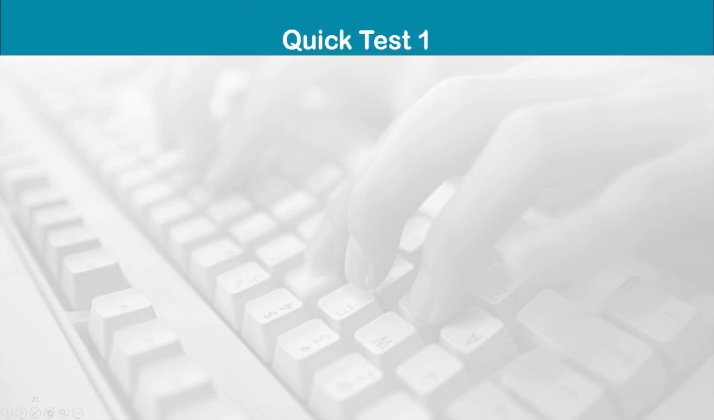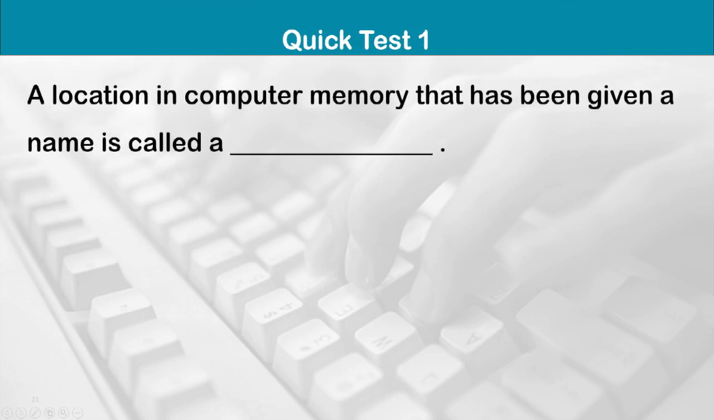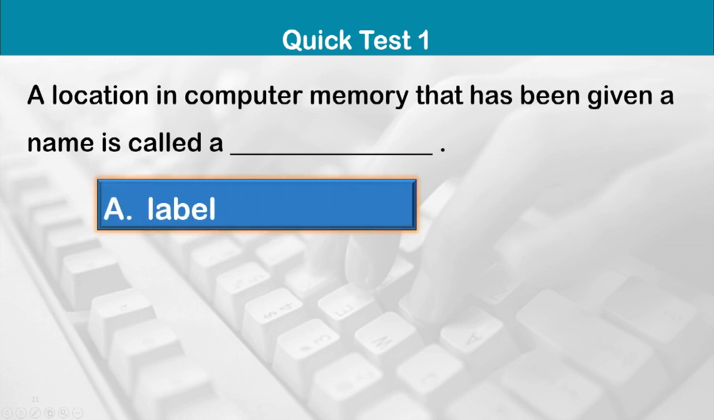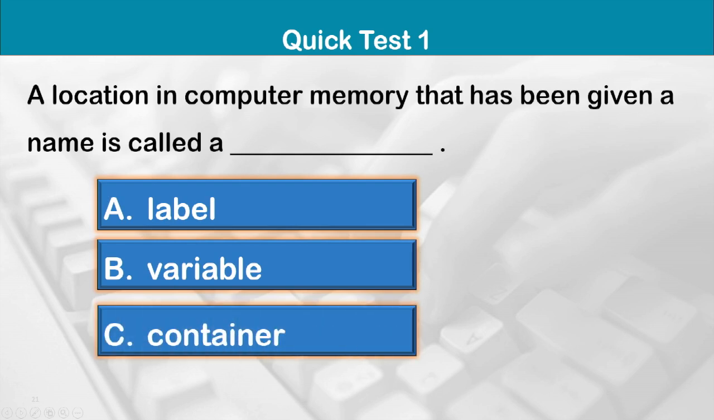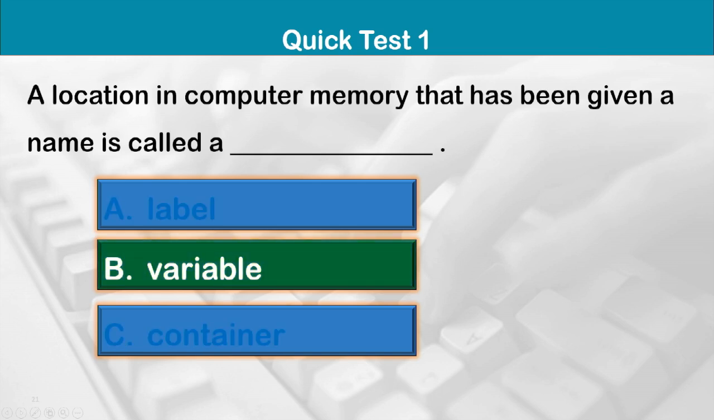Question 1. A location in computer memory that has been given a name is called a: Option A, label. Option B, variable. Option C, container. A location in computer memory that has been given a name is called a variable. Option B is the correct answer. Next question.